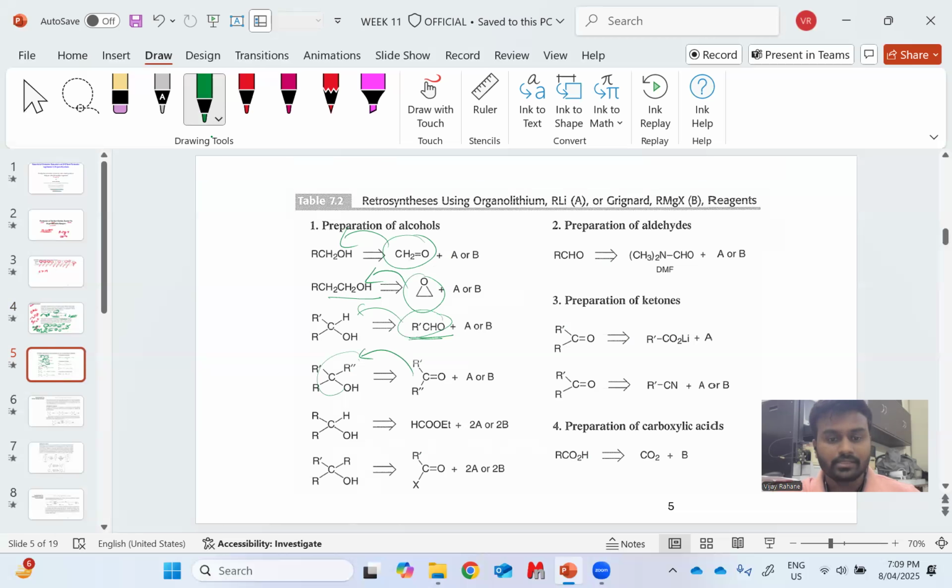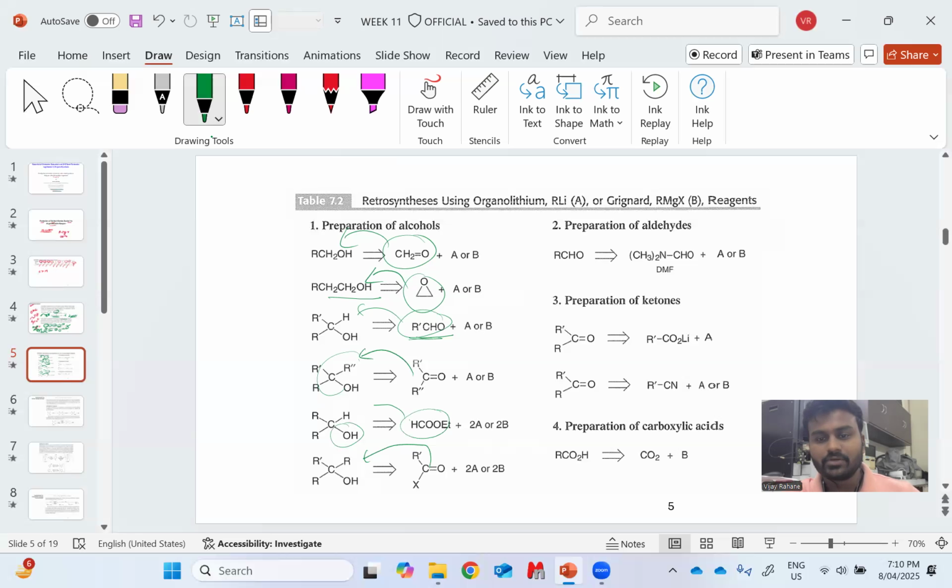And with the ester group, two equivalents get consumed, and we get the ester to alcohol conversion with this reagent. And similar is the case with the acyl chloride. When it reacts with the acyl chloride, again we get the alcohol as a product when acyl chloride reacts with the organolithium.